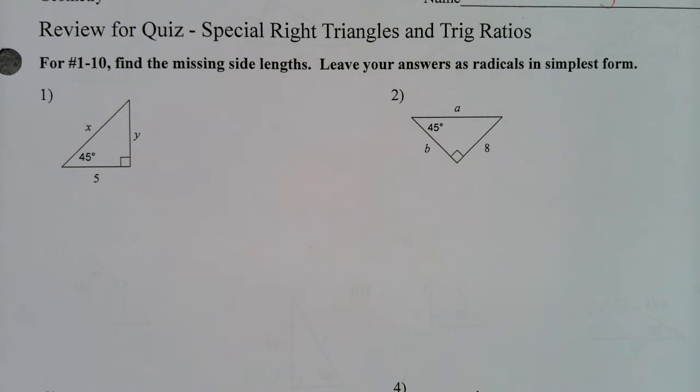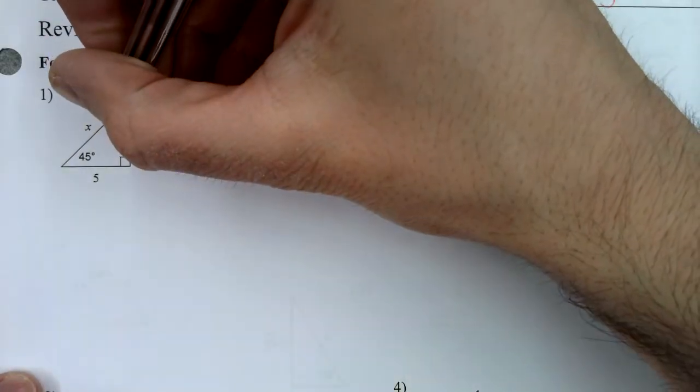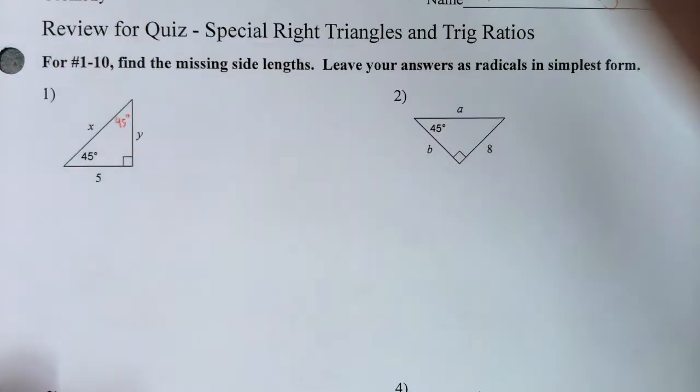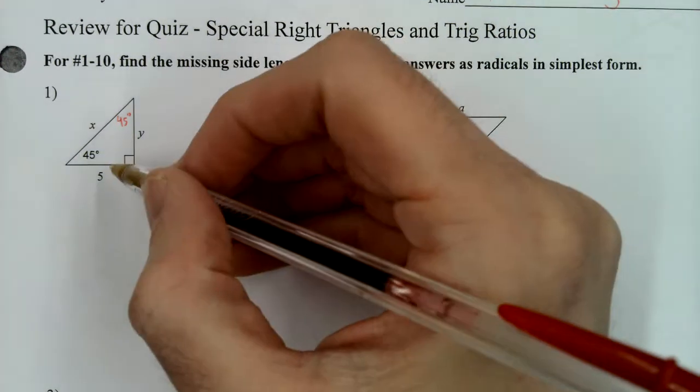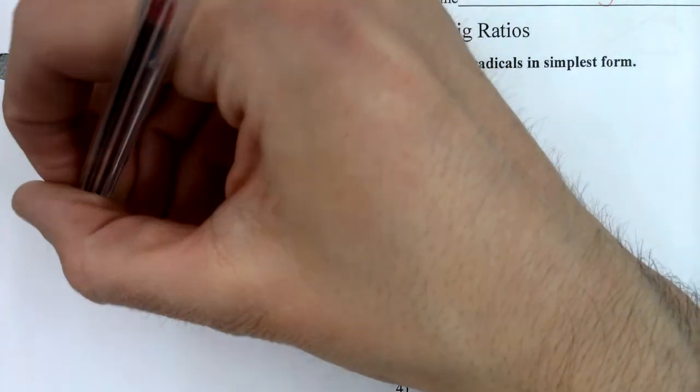So number one, you have a 45, 45, 90 triangle. You can fill in the missing angle with 45 degrees. Let's solve for the missing sides. Now, both of the legs are the same in a 45, 45, 90 triangle. So if this leg is 5, then the other leg, which is y, also equals 5.